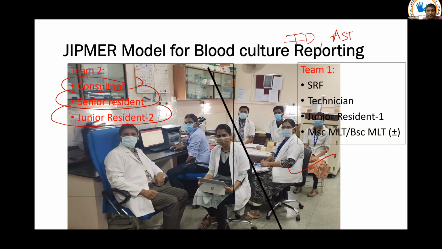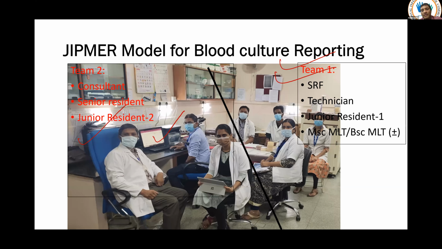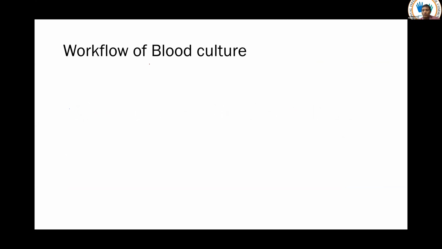Team two's role, as I told you, is to verify each and every work of team one step by step, like whether the ID and AST they have generated are correct or not, that there is no contamination, and then do the reporting in the system. We work on the software to generate the antibiotic report by adding various classes of clinical microbiology reporting comments. So this is how we do our reporting.